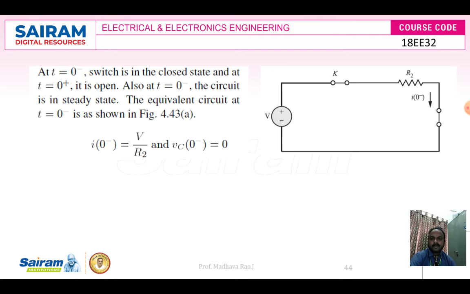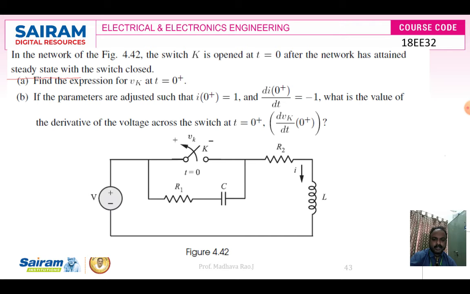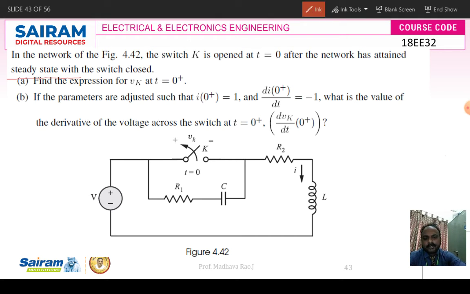The equivalent circuit at t equal to 0 minus is as shown in the figure. So we can find that the voltage across the capacitor is equal to 0 when the switch is closed. That part will be an open circuit, and the inductor acts as a short circuit. The inductor acts as a short circuit and the capacitor acts as an open circuit.